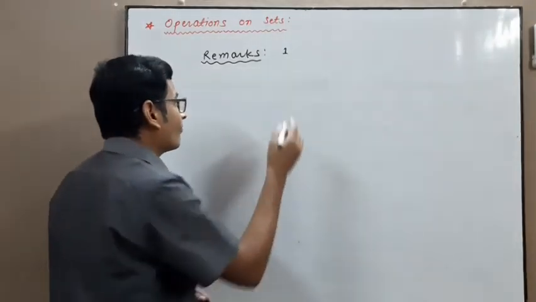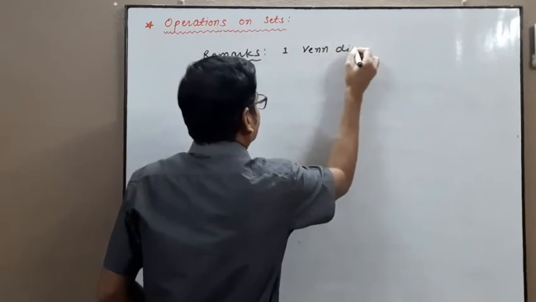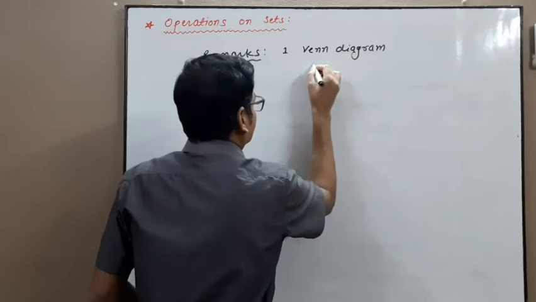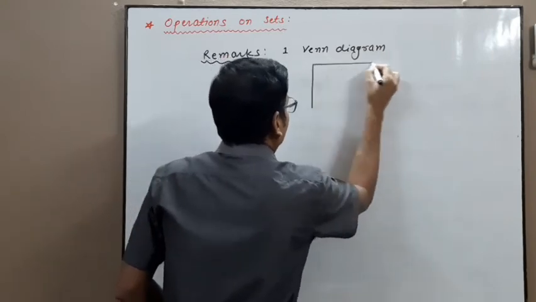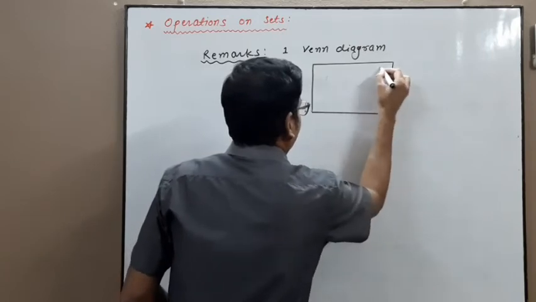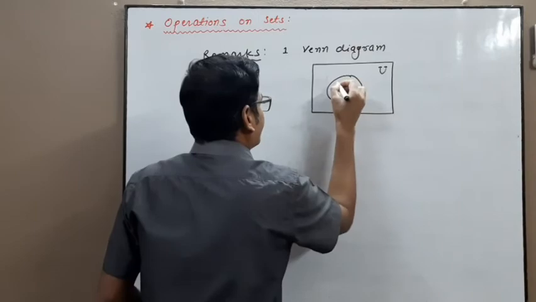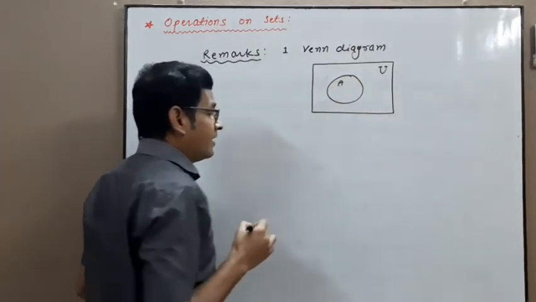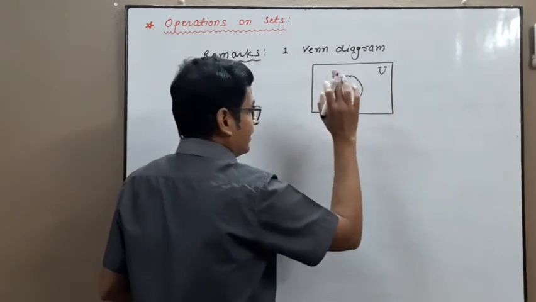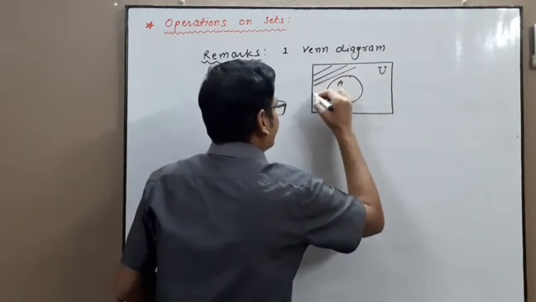Remarks. Number 1, Venn diagram. For the universal set we use a rectangle. This is set A. A dash means the set of all those elements which belong to U, not to A. This remaining portion represents A complement.